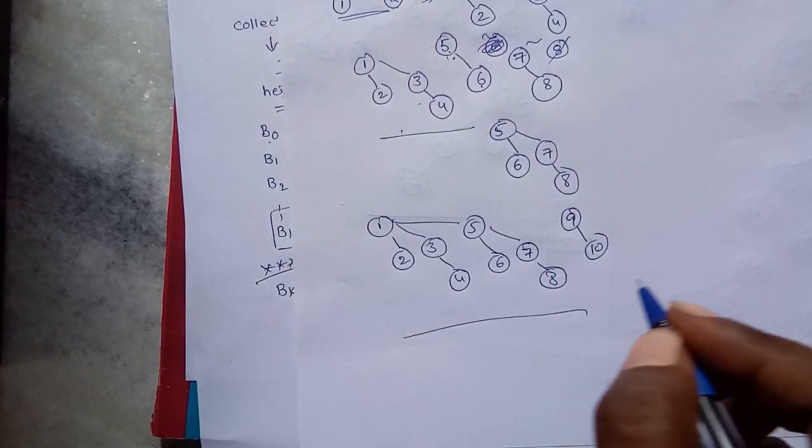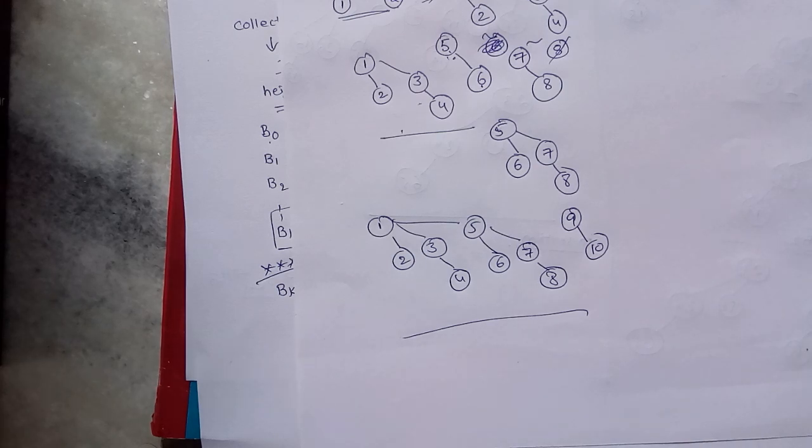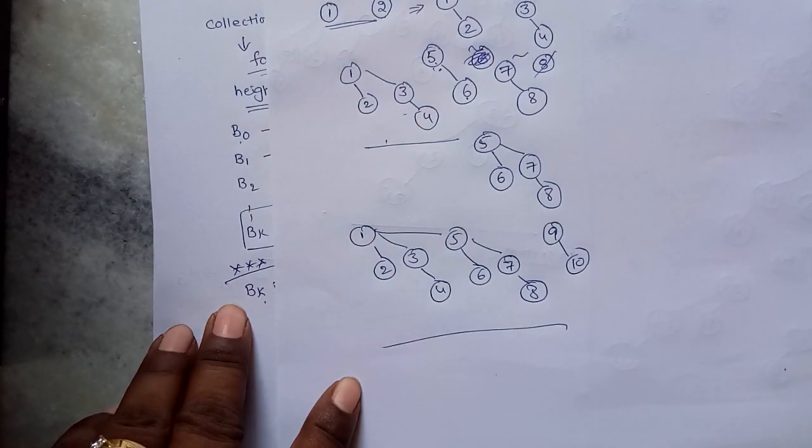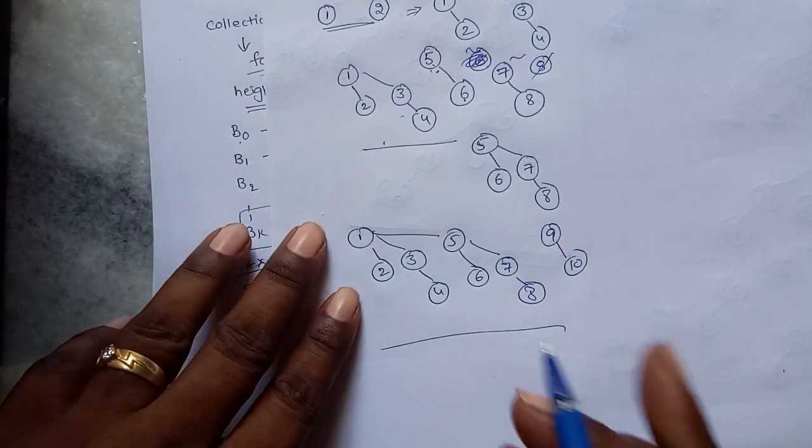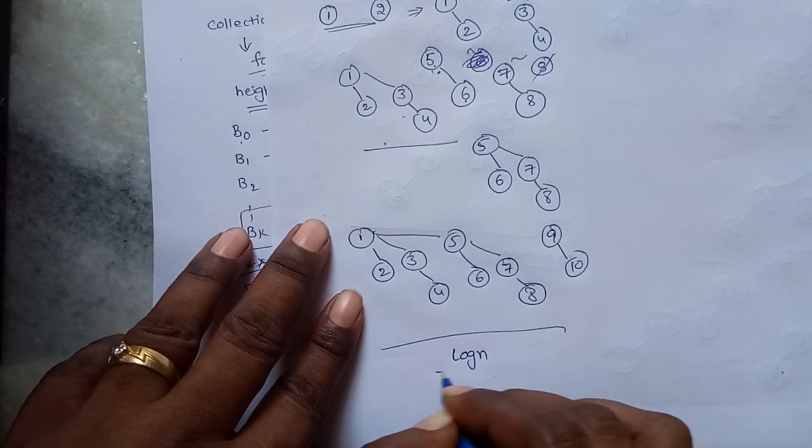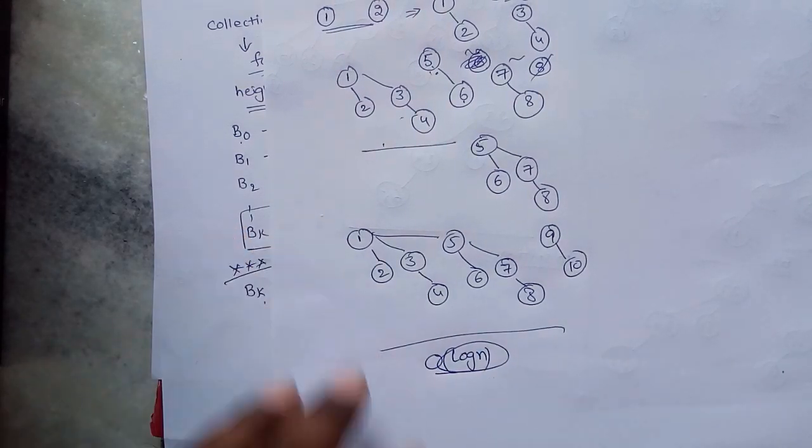This is the binomial queue. This is the final binomial queue after insertion. Simply, insertion is also a special case of the merge operation. The worst case time complexity is big O of log n.